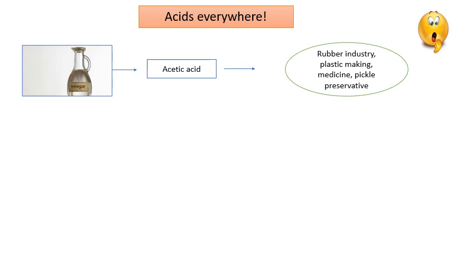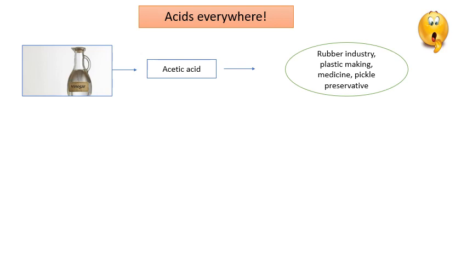Other than that, where is vinegar used? Fine, I use it to make Hakka noodles to give me that flavor. But where else is vinegar used? It's used in the rubber industry. It's used to make plastics. It is used to make medicines. And it is also added as a preservative in your pickles. Especially the pickles that you don't make at home, you buy from outside, they need to be stored in good condition for a longer period of time. So they are added with vinegar.